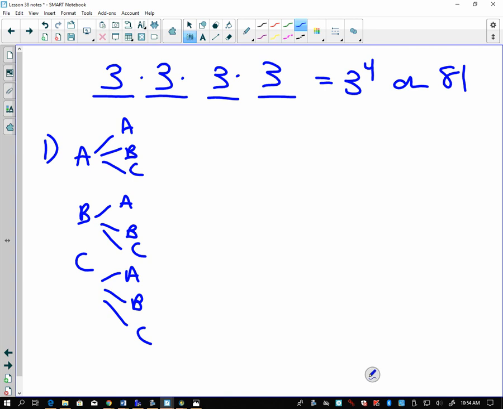And then by the time I get to question number 3, right? Do we see how real quickly we can get to 81? Okay? We understand why it's multiplied. Okay, great.